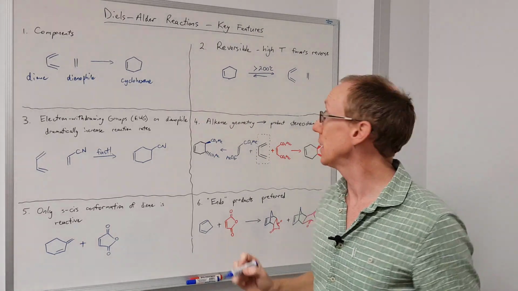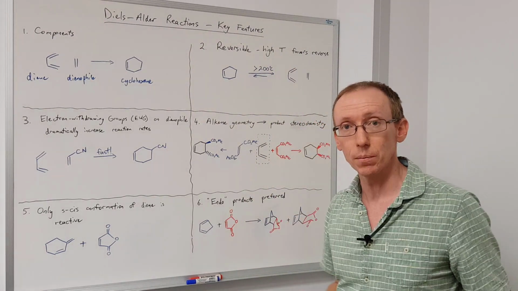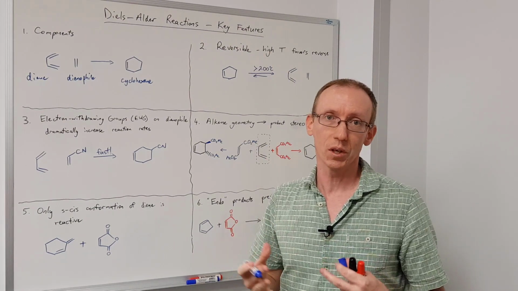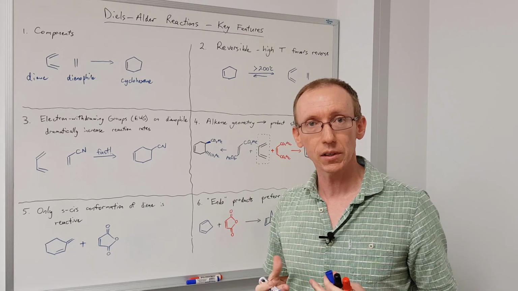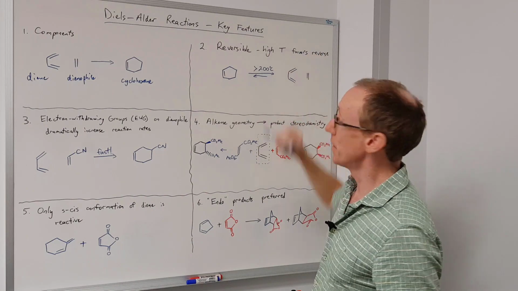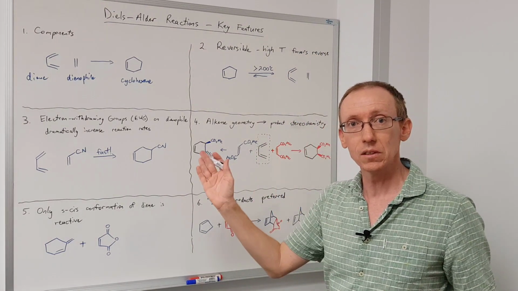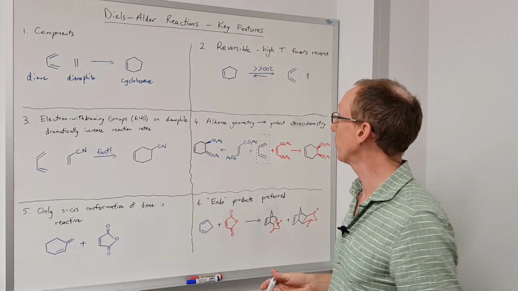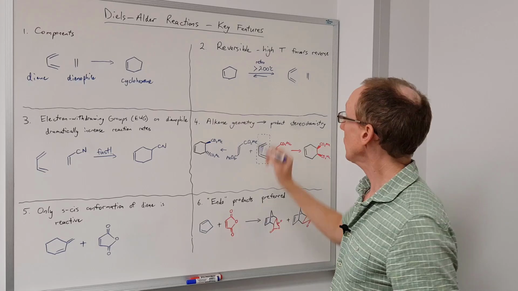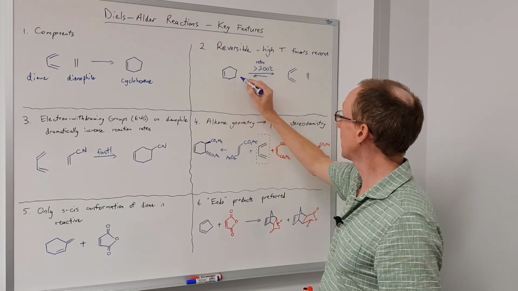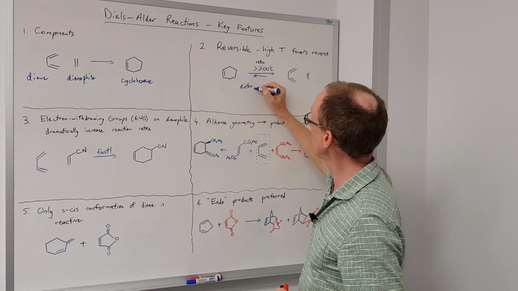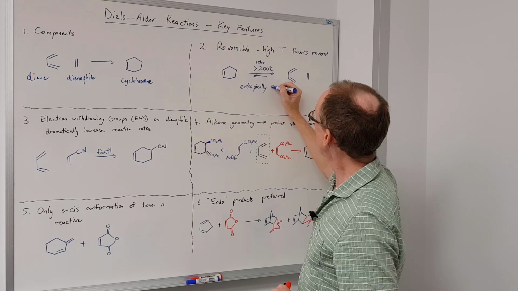The second key feature is that the Diels-Alder reaction is reversible. And so normally we show this just in the one direction. Normally we use Diels-Alder reactions constructively to build up bigger molecules from simpler components. But at high temperatures, the Diels-Alder reaction actually quite often favors the retro process or the reverse process. So we would call this a retro Diels-Alder. So at high temperatures, this becomes favorable in the reverse direction because of entropic factors. So we would call this entropically favored.